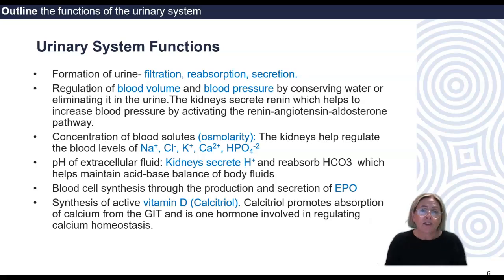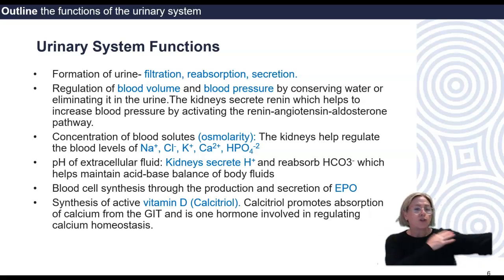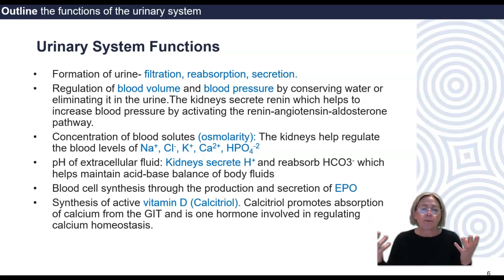And finally, if you didn't think that was enough, there's another function here, which is the synthesis of active vitamin D, otherwise known as calcitriol. So remember, active vitamin D, first step due to UV exposure of the skin. Second step in the formation of active vitamin D occurs in the liver. And the final step here occurs in the kidneys.